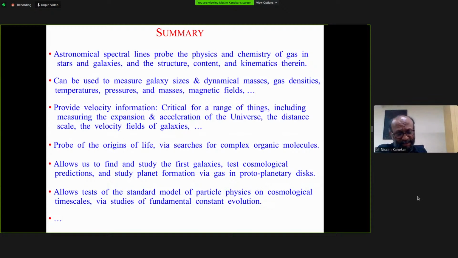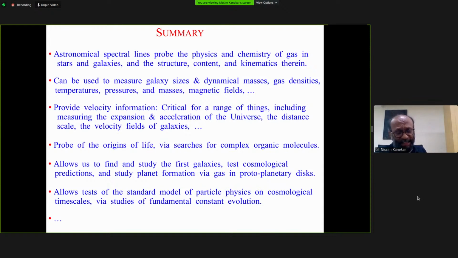So to summarize then, I hope I've convinced you that astronomical spectral lines probe the physics and chemistry of gas in stars and galaxies, as well as the structure, content, and kinematics of the gas and of the object that you're looking at. And you can use these lines to measure galaxy sizes and dynamical masses. You can use them to measure gas densities, temperatures, and pressures, and again, masses and magnetic fields. So what more do you want?